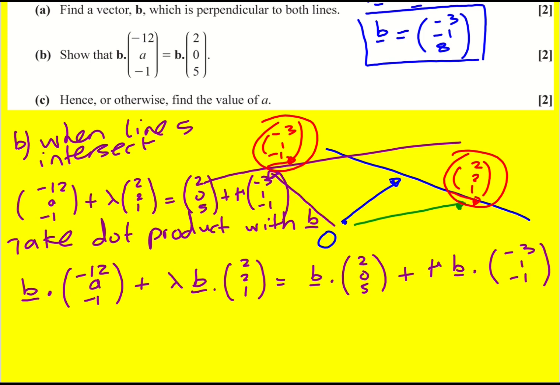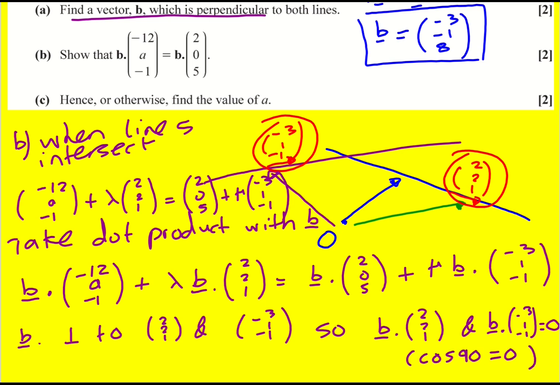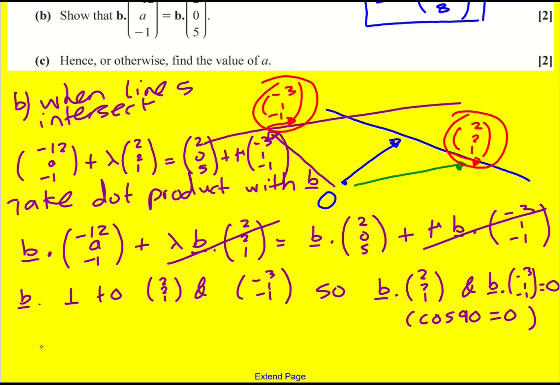Now, we've just found b perpendicular to 2, 2, 1, and minus 3, 1, minus 1. We got this from part A. So b dotted with 2, 2, 1, and b dotted with minus 3, 1, minus 1 is equal to 0. Because remember, it's going to be cos of the angle between them, and that's 90, cos 90. It's only a couple marks, but I just want to explain my work. And so actually these just go, and that leads us to the result that we wanted.